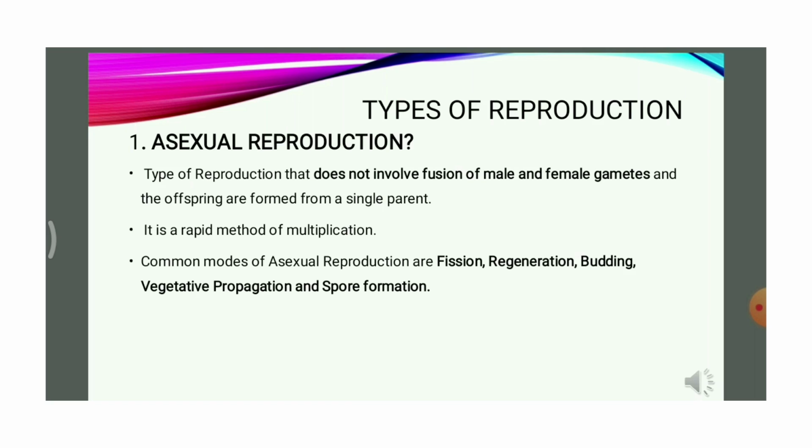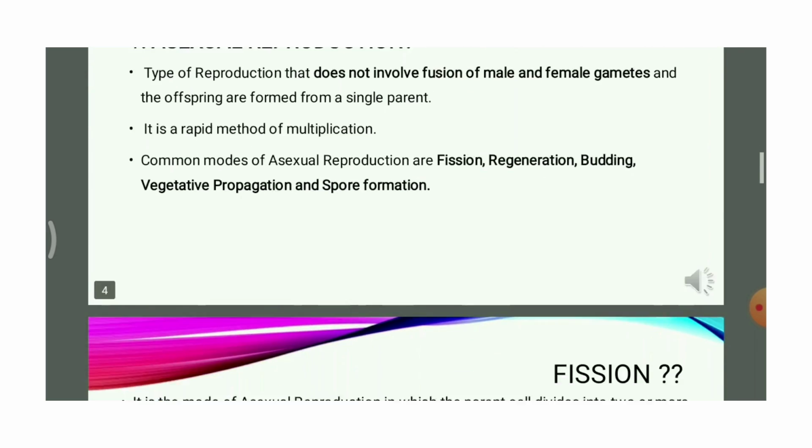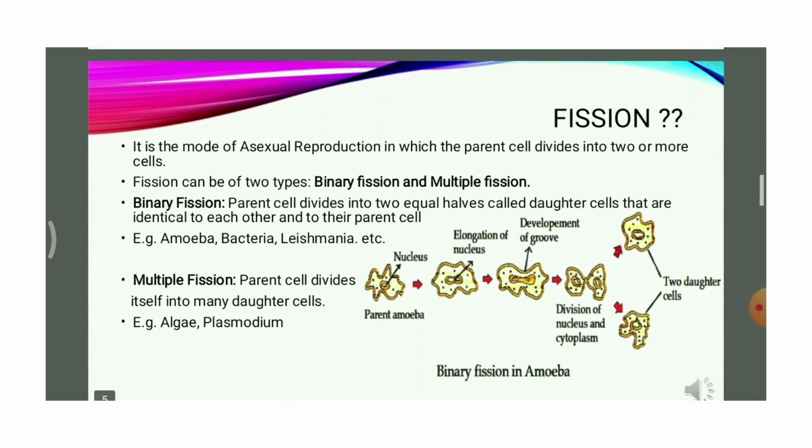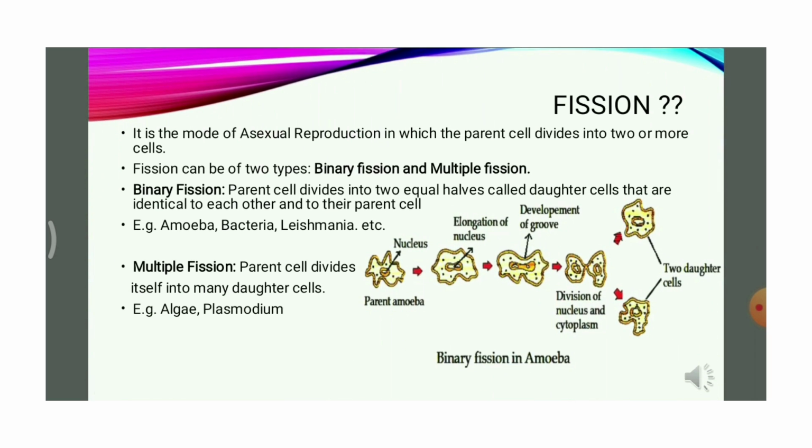Asexual reproduction is a rapid method of multiplication, and there are various modes of asexual reproduction, and those include fission, regeneration, budding, vegetative propagation, and spore formation. We'll be studying these modes of asexual reproduction in detail. First one, we'll study fission. Fission is a mode of asexual reproduction in which the parent cell divides into two or more cells.